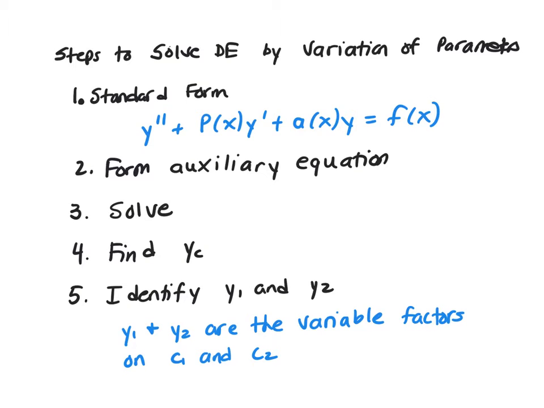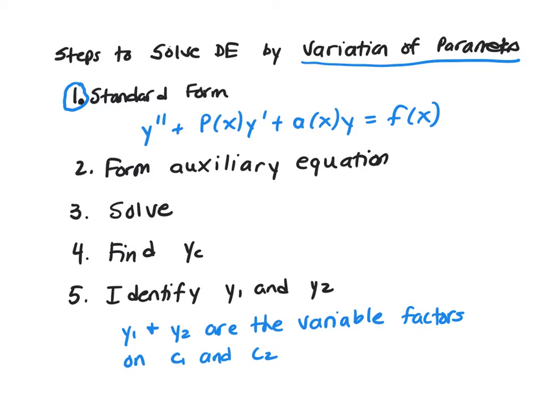Last week we learned how to use annihilators to solve a non-homogeneous DE. In this lecture, 4.6, we're going to learn how to solve a non-homogeneous DE by something called variation of parameters. And there's several steps. Step one is to write it in standard form.